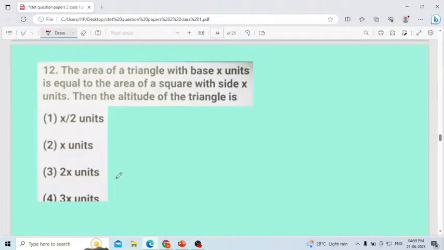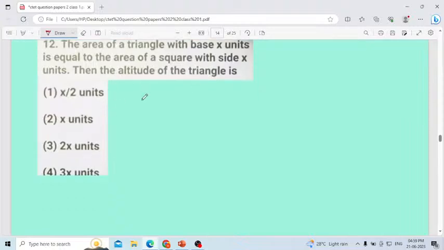Next question is also an easy question. The area of a triangle with base x units is equal to the area of the square with side x units, then what is the altitude of the triangle? Consider the triangle here, then consider the square. Both areas will be the same. We have to calculate the height, we don't know it, but the base is given as x. Here the side of the square is given as x. Area is the same, they are given.